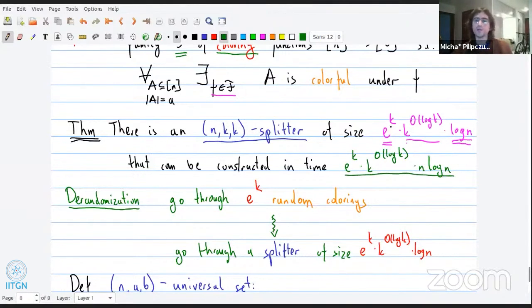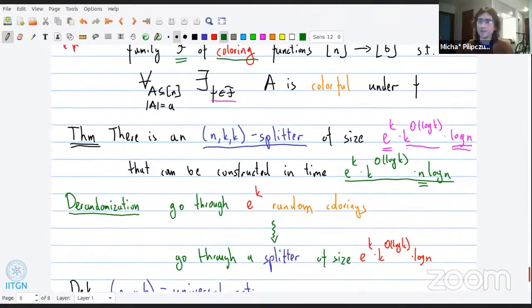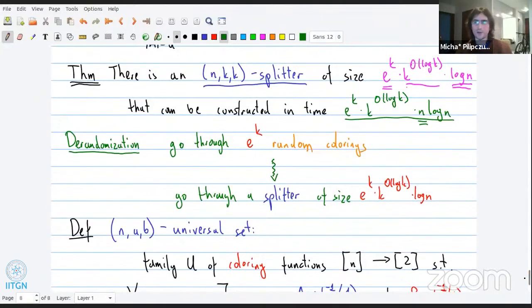Essentially in time that is its size times an additional n. It's essentially an algebraic or number theoretical construction that you just need to execute. So now, how do you do the randomized color coding?